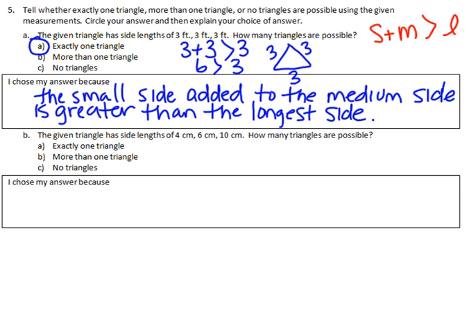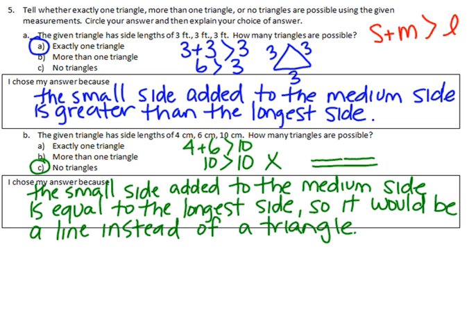So I'm going to test to see if 4 plus 6 is greater than the longest side. And 10 is not greater than 10. If the two smaller sides are equal to the largest side, you end up with a straight line instead of a triangle. Therefore, you will not get a triangle. So we're going to say no triangles for that one.